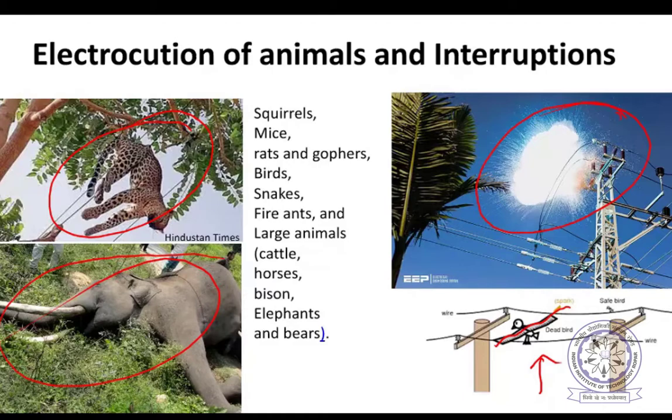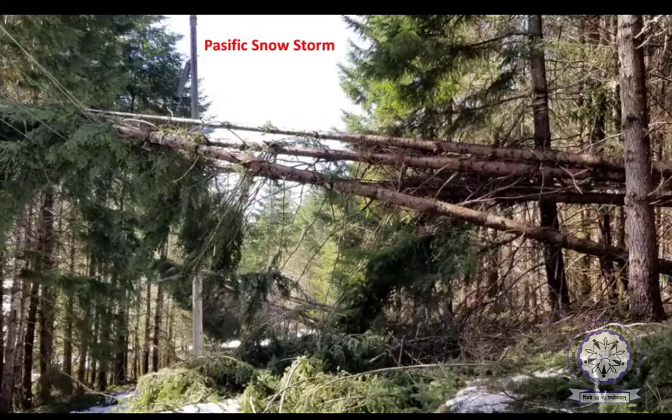So this is the background. You can see even natural calamities. This is a transmission line, and on this, these trees have fallen. This is a Pacific snowstorm that takes place in Western countries. Apart from this, even in our country, during rain or thunderstorms, several trees will fall on the lines, and they may cause the failure of power or breakdown of the power system. So these problems do arise due to bare overhead conductors; uncovered overhead conductors will cause such problems.